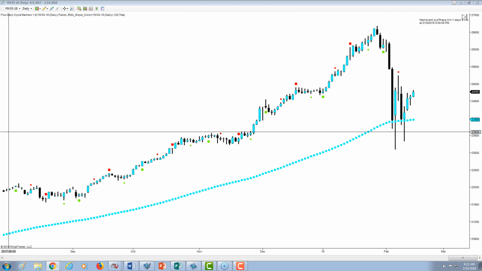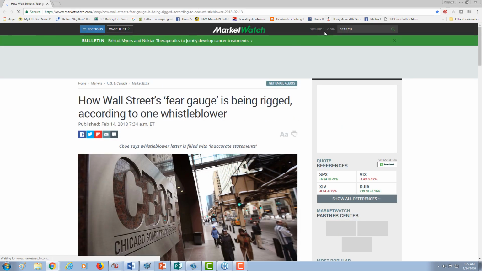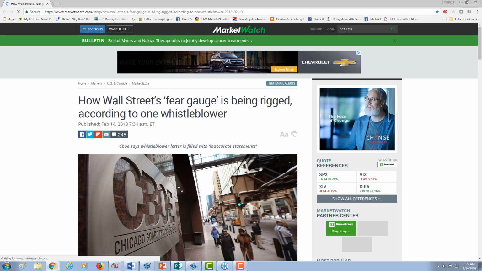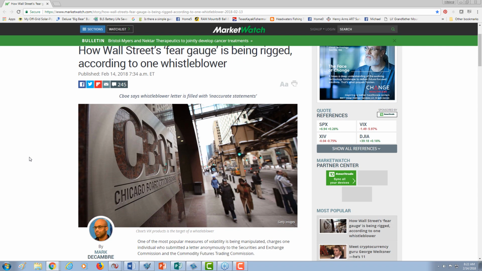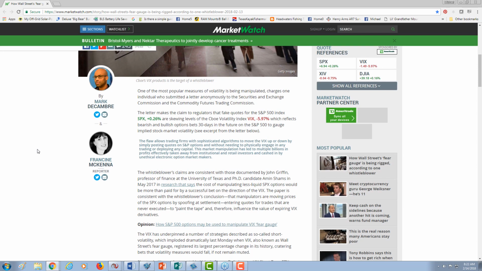Now, there was an article yesterday, I don't know if you guys caught it or not, where a whistleblower came forward and said that he had proof the markets were being manipulated. Let me see if I can find it here. Yeah, here we go. I found this last night. How Wall Street's fear gauge is being rigged, according to one whistleblower. CBOE says whistleblower letter is filled with inaccurate statements. Of course, because if your product can be manipulated, how much trust will people have in it, right?